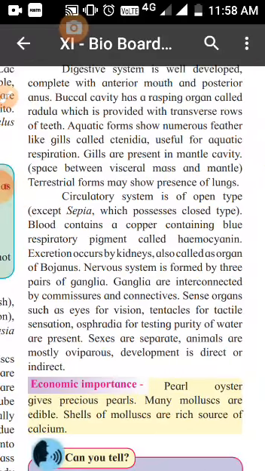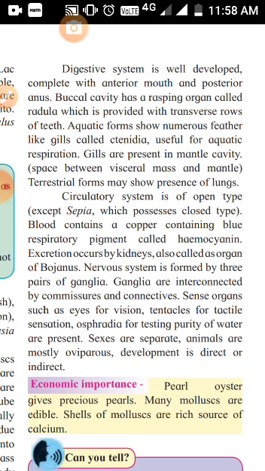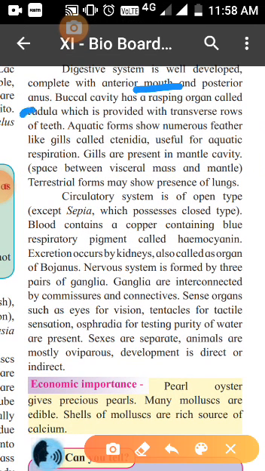So when you talk about the digestive system, you have seen the mouth and anus present, so it's well developed. The digestive system is well developed. Why do we say it's well developed? Because it has got a proper mouth and anus. And what about the buccal cavity? The buccal cavity has a rasping organ called the radula, which has sets of teeth on it for digesting their food.